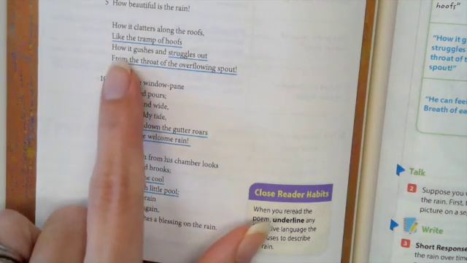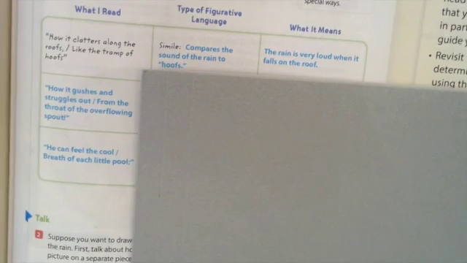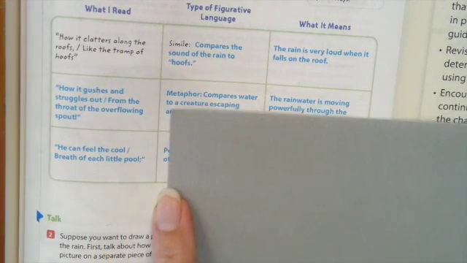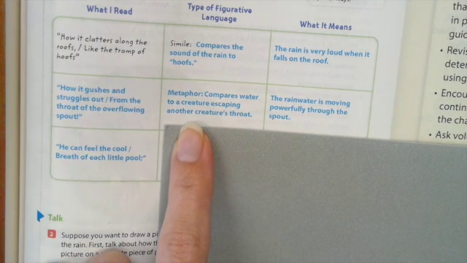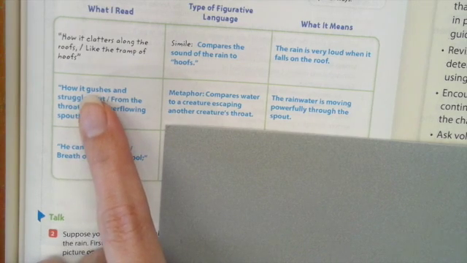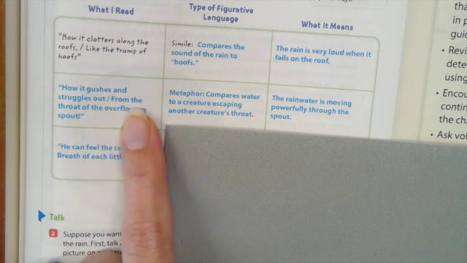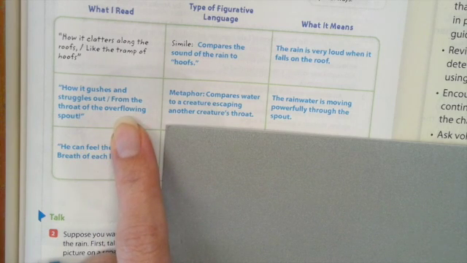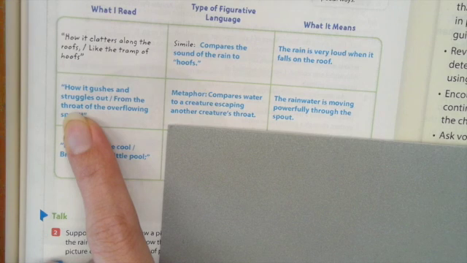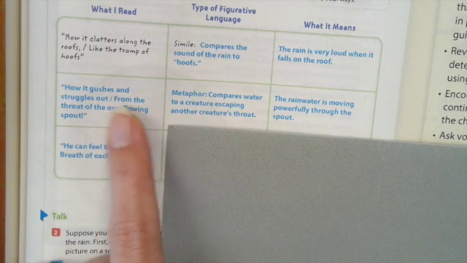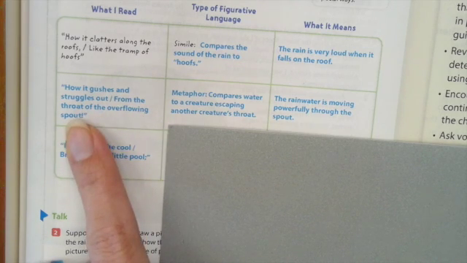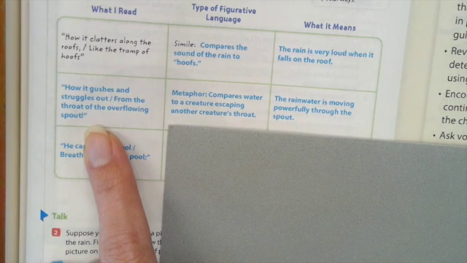So the next one we're going to do is this right here. How it gushes and struggles from the throat of the overflowing spout. That is an example of a metaphor because it's comparing the water to a creature escaping another creature's throat. So the rain's gushing out, and it says, from the throat of an overwhelming spout. Now, it's not really a throat, it's a spout. I could have even understood if you had called this personification, because it's saying the spout is kind of like a throat, and that would be giving human-like characteristics to the spout. So if you said that, I could agree with you there as well.